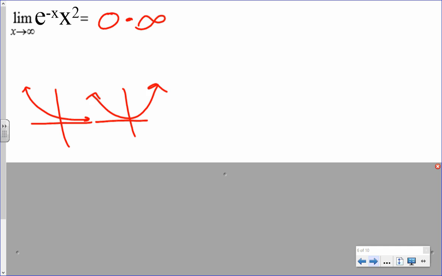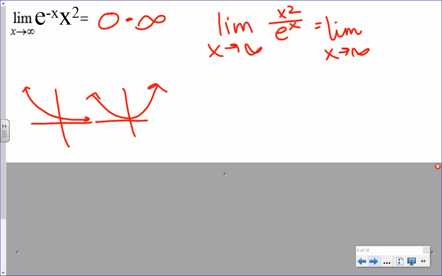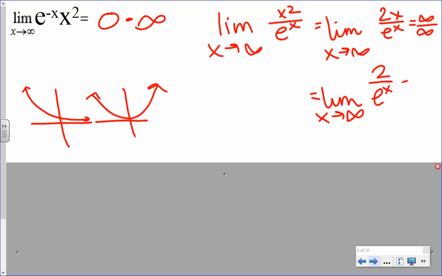Okay, so we're going to make this the limit as x approaches infinity of x squared divided by e to the x. You'll notice now that we have infinity over infinity, still L'Hopital's rule, right? So we have 2x over e to the x, which is still infinity over infinity. So then we'll do L'Hopital's rule again, to get 0 as our limit.